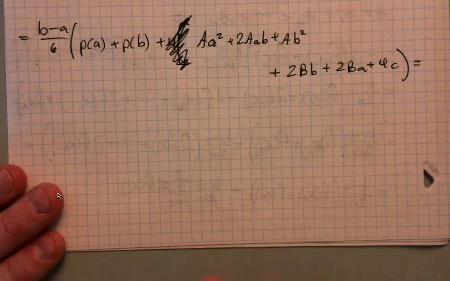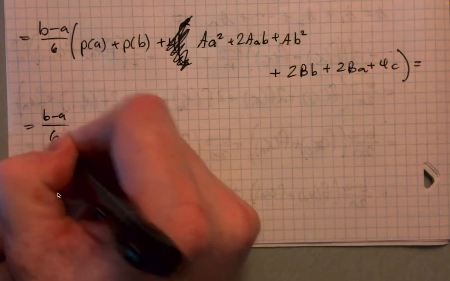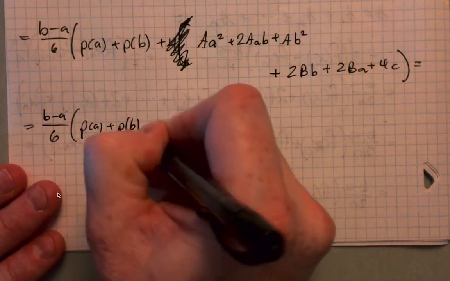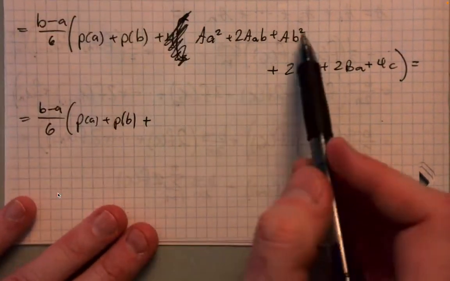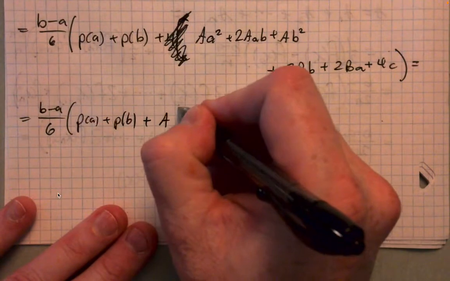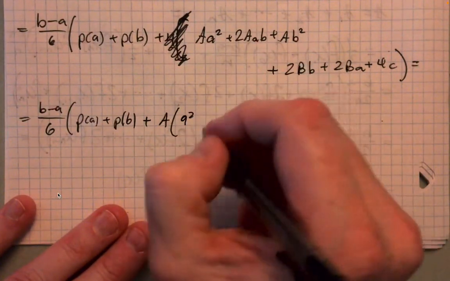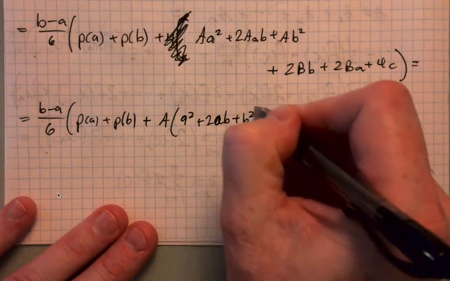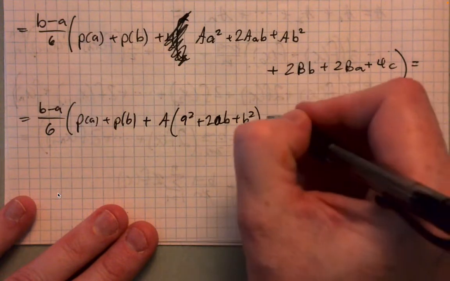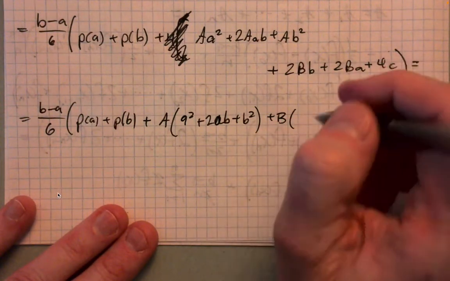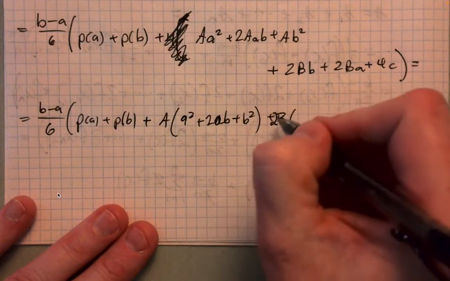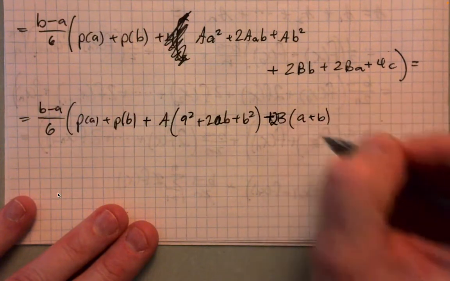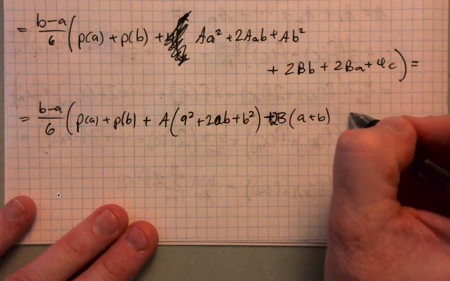Okay. And then I can do some factoring really quickly here. So I've got, again, my P of A out front plus my P of B. Now, I can factor an A out of all these terms. So plus A times, and then it's a squared plus 2 little a little b plus b squared. And I can factor a B out of those two. Actually, I can factor a 2B out of that. Plus 2 times B, and I get an a plus b there. And then I've got plus 4C on the end.